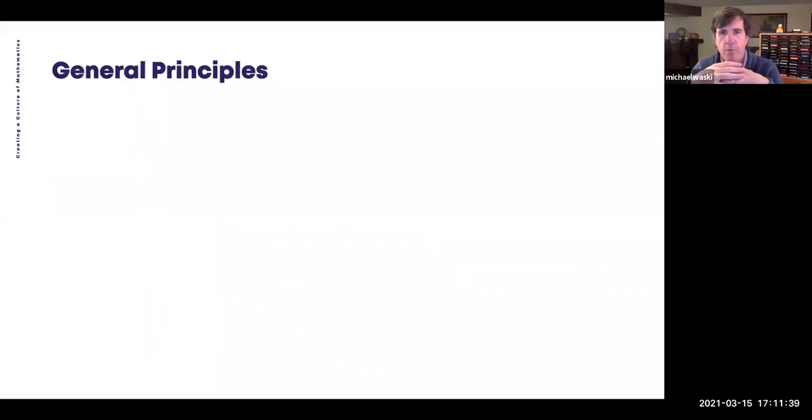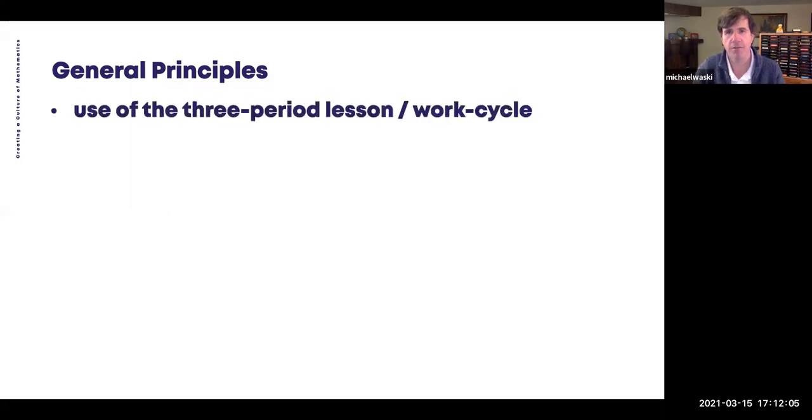So I think when we have our environments, every environment is going to look different, and it should look different because we're in different places. There are all kinds of different factors that go into the structure of the classroom. But no matter which environment I'm in, or when I'm coaching other adults to help create or improve their environments, there are always some general principles that I think we need to follow. And the first of these is the use of the 3-period lesson or the 3-period work cycle.